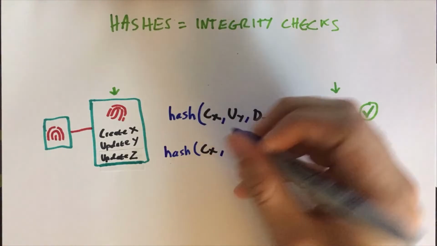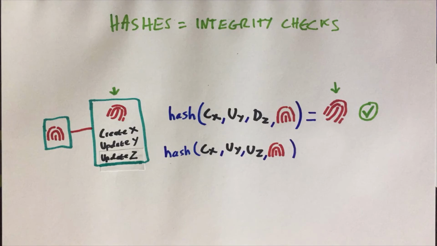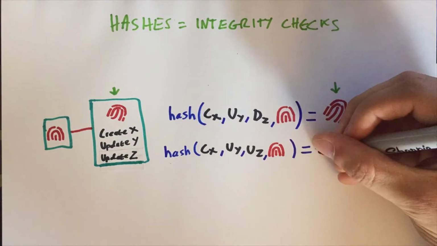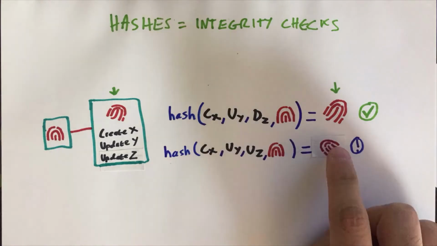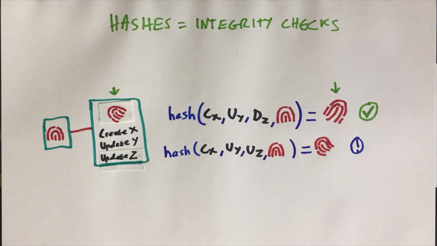Now when we run the hash function again, it'll have different inputs. And because hashes are unique to their input data, the fingerprints won't match anymore, which makes it clear that something is wrong with this block. But wait a minute, why don't we just change the block's hash too? Wouldn't that make it valid?